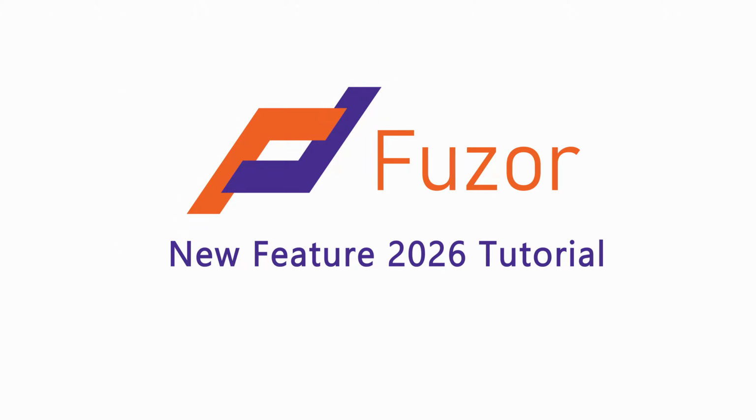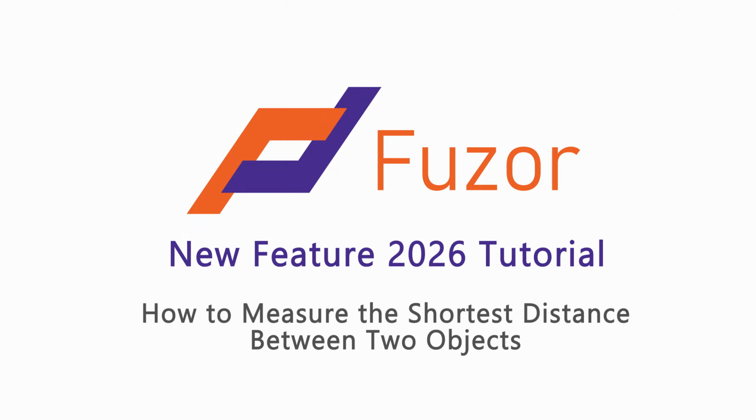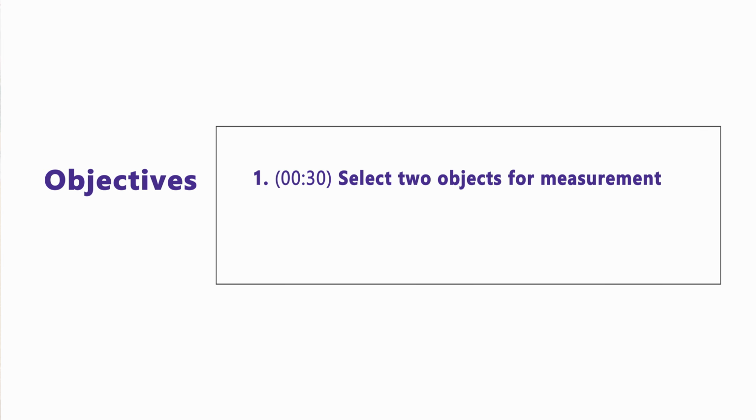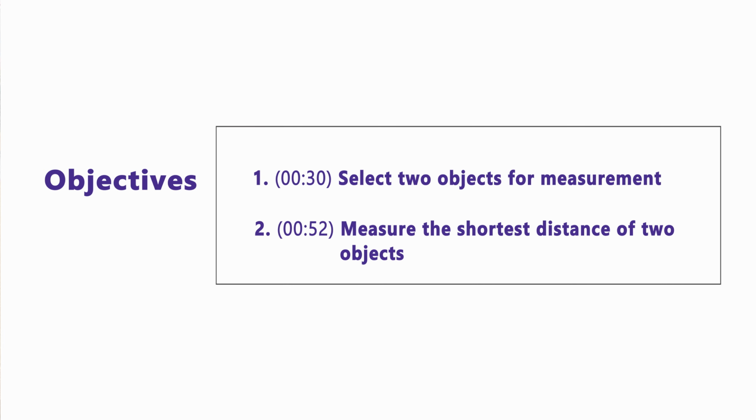Hi everyone, and welcome to this tutorial of Fuzor 2026 new features on how to use Fuzor's Measure Object Distance tool to find the shortest distance between construction equipment and structures. Let's get started. In this tutorial, we will cover two key objectives. First, how to correctly select the two objects you want to measure between, and second, how to take the measurement and interpret the result. This first objective will guide you through selecting the objects in your scene.